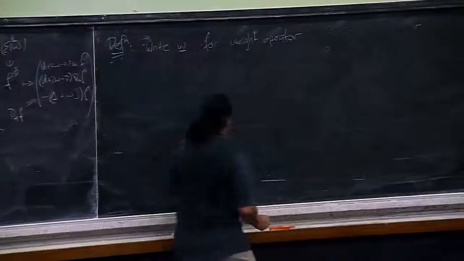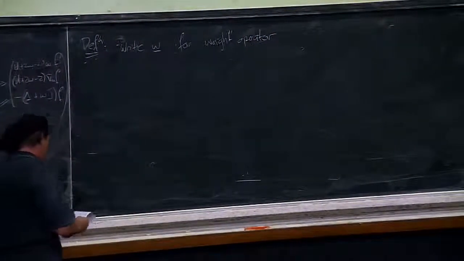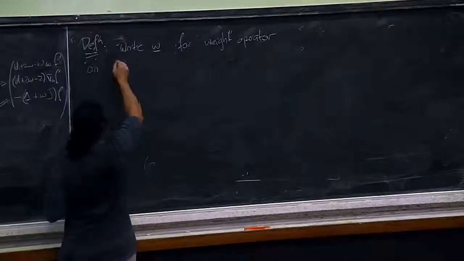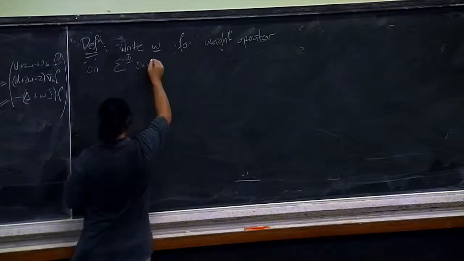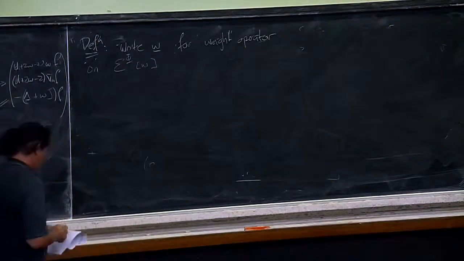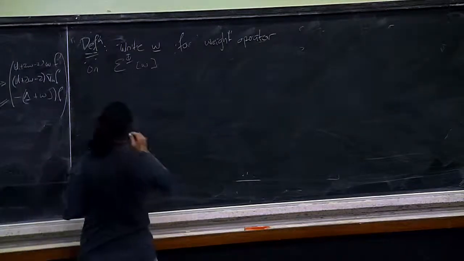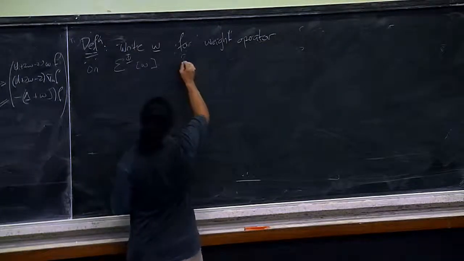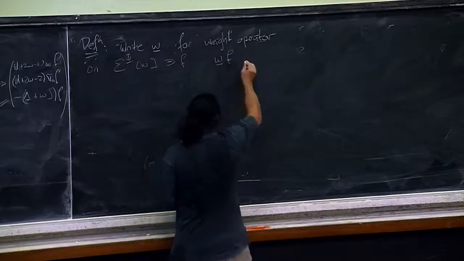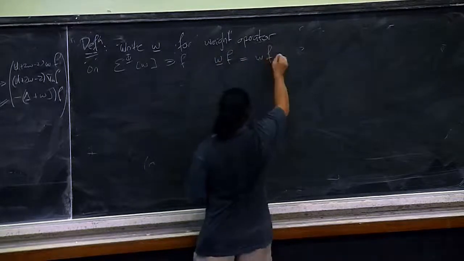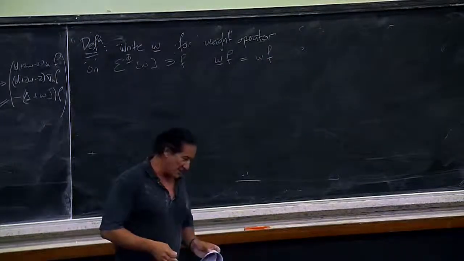So this is the conformal weight operator. It's only going to act on things that have a weight, so on tractors that have some weight W. What I mean is that for F in here, if we apply this weight operator to F, we get W times F. So, not doing much.